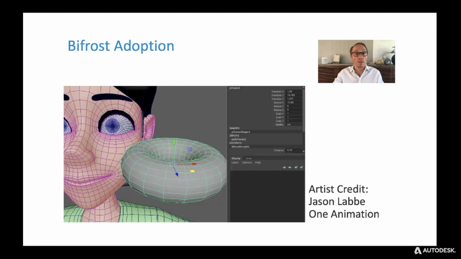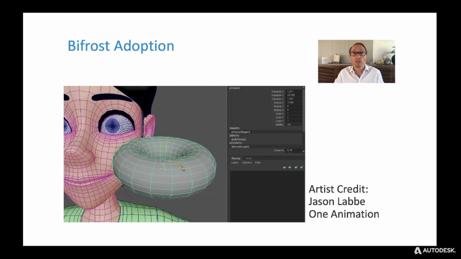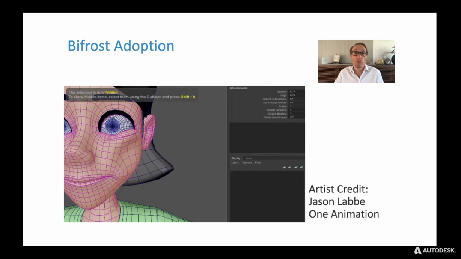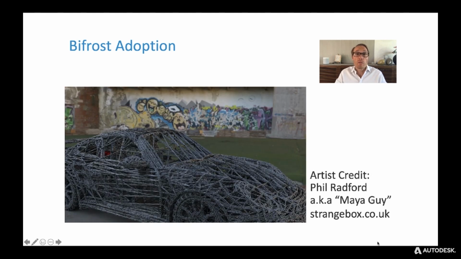Bruce posted this compound and videos on the Bifrost forum, and since then, many users have downloaded it and tried it out. Another example is artist Jason Lab at One Animation, who recently created a skin collider using Bifrost. This is exactly the kind of tool that would normally require a C++ plugin developer, but with Bifrost, a motivated or technical artist can make this themselves using the interactive creation environment that Bifrost offers. Finally, Phil Radford, also known as Maya Guy, has been getting fancy with Bifrost strands, creating procedural imagery that would have been difficult in Maya in the age before Bifrost.